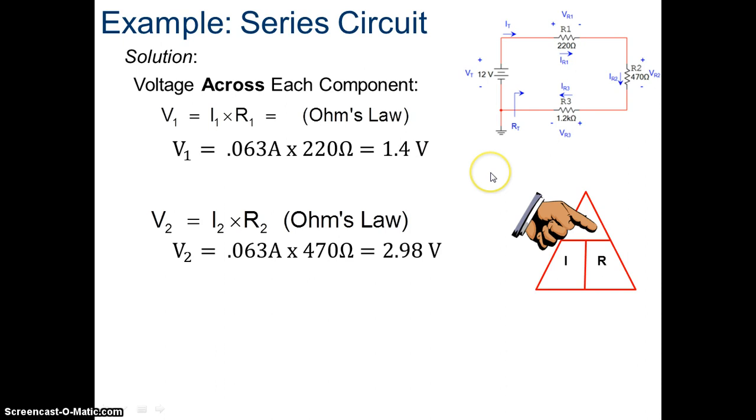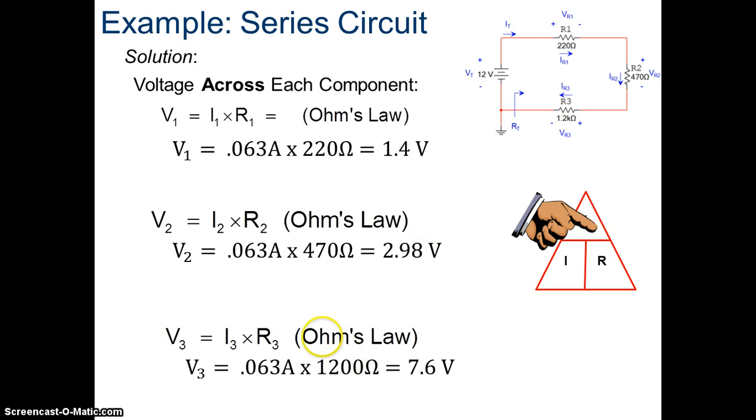Do the exact same thing for the second one: we get 0.063 amps, the same current, times the resistance, 470 ohms, and we get a voltage of 2.98. And our third one, we do the same thing, and now our resistance is 1200 ohms. So our voltage comes out to be 7.6 volts. So you can tell that the greater the resistance, the more voltage it takes to get through the resistor.